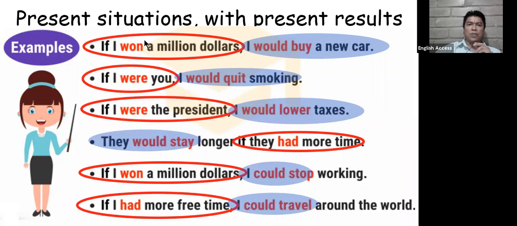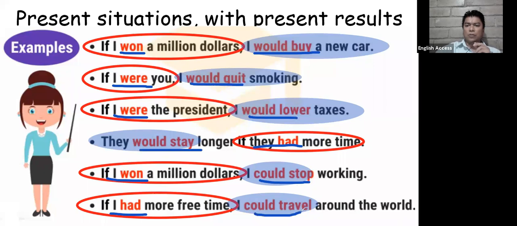But look at the situation. The situation is in simple past. If I were, if they had, if I won, if I had. And the result is in modal plus verb. Would buy, would quit, would lower, would stay, could stop, and could travel.